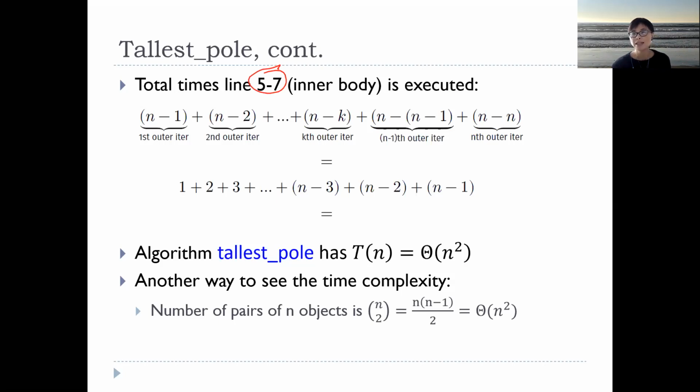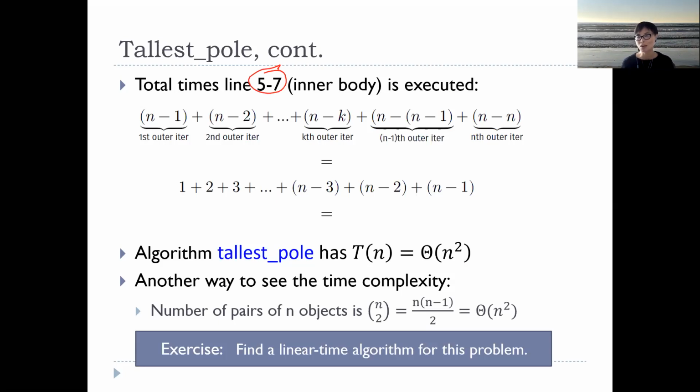All right, but of course I went through this example very fast because I didn't want you to think about it. For this specific problem of finding the tallest pole, you can do much better than this quadratic running time. You can actually solve it in linear time, and that will be an exercise for you offline, okay? Writing a linear time algorithm for this problem.